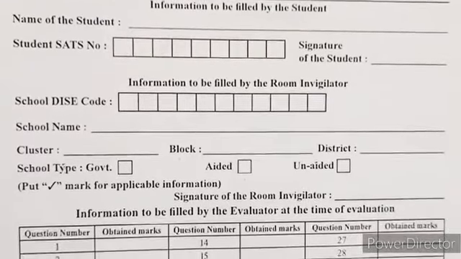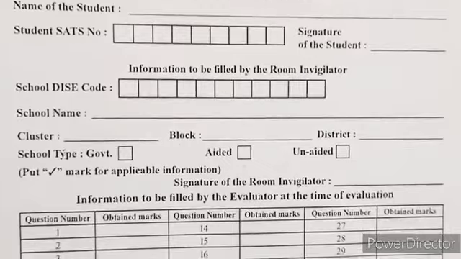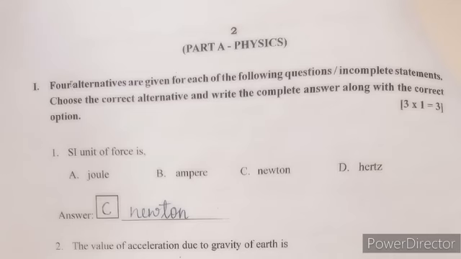So coming into the question paper, we have three parts in it: physics, chemistry and biology. First we have part A, physics. First main: four alternatives are given for each of the following questions or incomplete statements. Choose the correct alternative and write the complete answer along with the correct option. So basically we have three multiple choice questions which carry 1 mark each. So it is for 3 marks.